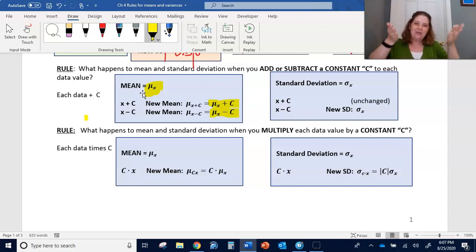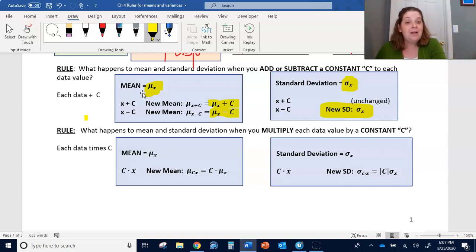The standard deviation, though, if you add or subtract to the data set, does not change the spread at all. All it's changing is the location or the position of the values. So if you are adding or subtracting to your data set, that new standard deviation is going to be the same as the old. It's unchanged. It doesn't do anything to it.